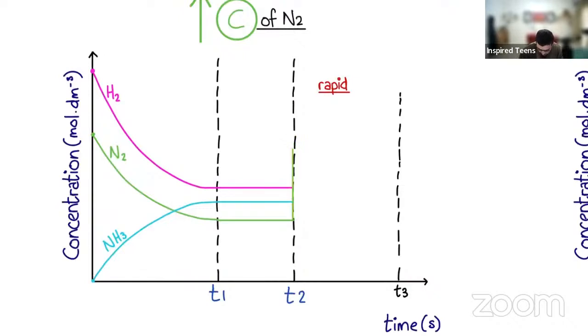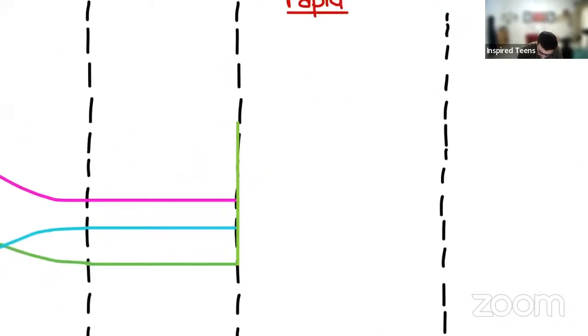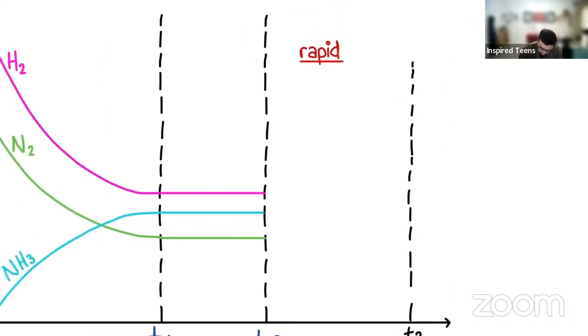I don't think my lines are perfectly straight, but it's fine. Only N2 will rapidly increase. So that's something important that we need to see. Let's see if I can do this. Just make it a bit bigger.